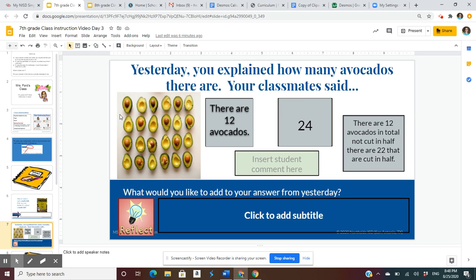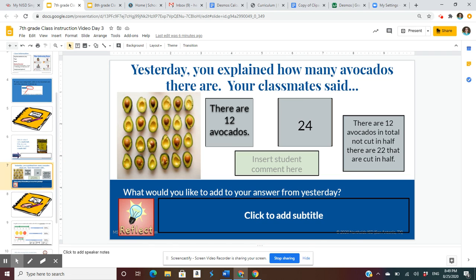Some people just counted the seeds, which is the pit of the avocado, and there are 12 of those. And you notice how the instruction says how many avocados are there? Well, it doesn't actually say whole avocados. So some people might think each one of these is a half, so there are 24 halves of the avocado. Something to think about. Lots of different answers have been coming around.